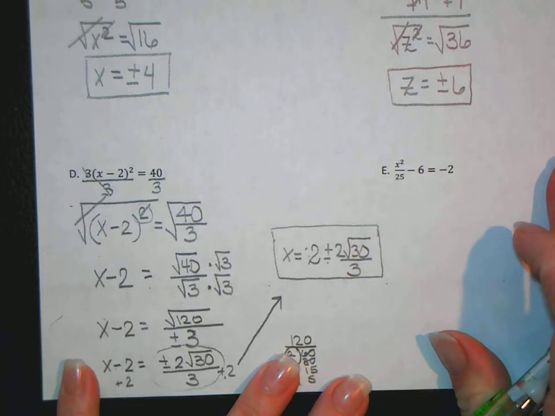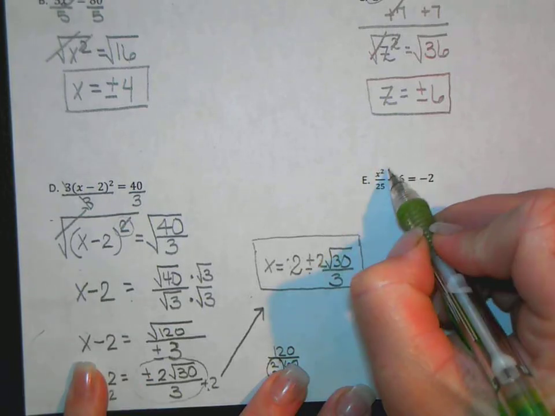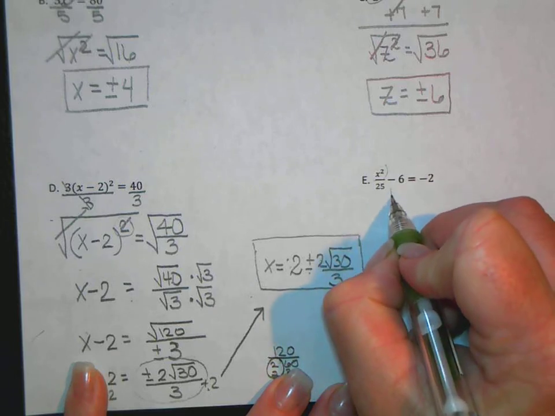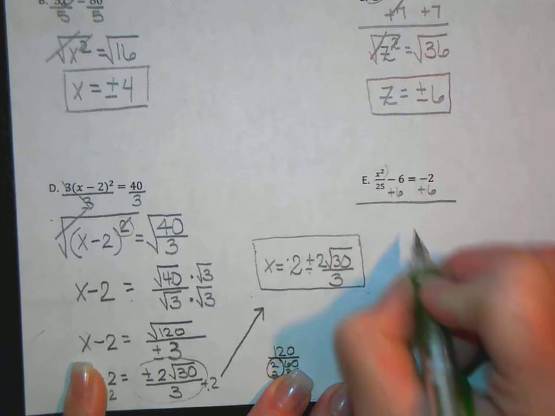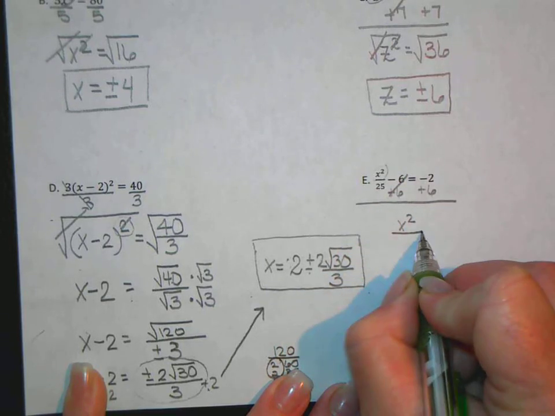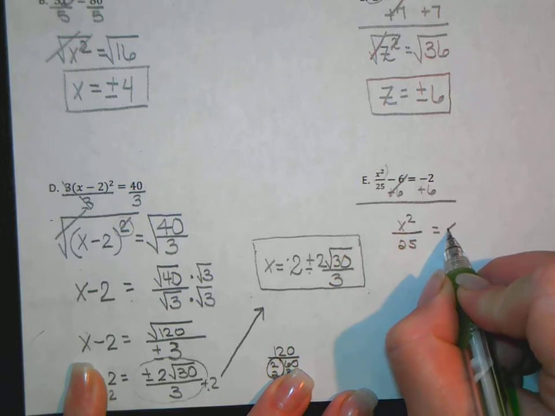All right, let's look at E. Okay, order of operations, you want to eventually get this by itself. The rules are no different than if that was just an x. So the first thing you want to do is add 6 to both sides. So what you're going to get is x squared over 25 equals 4.